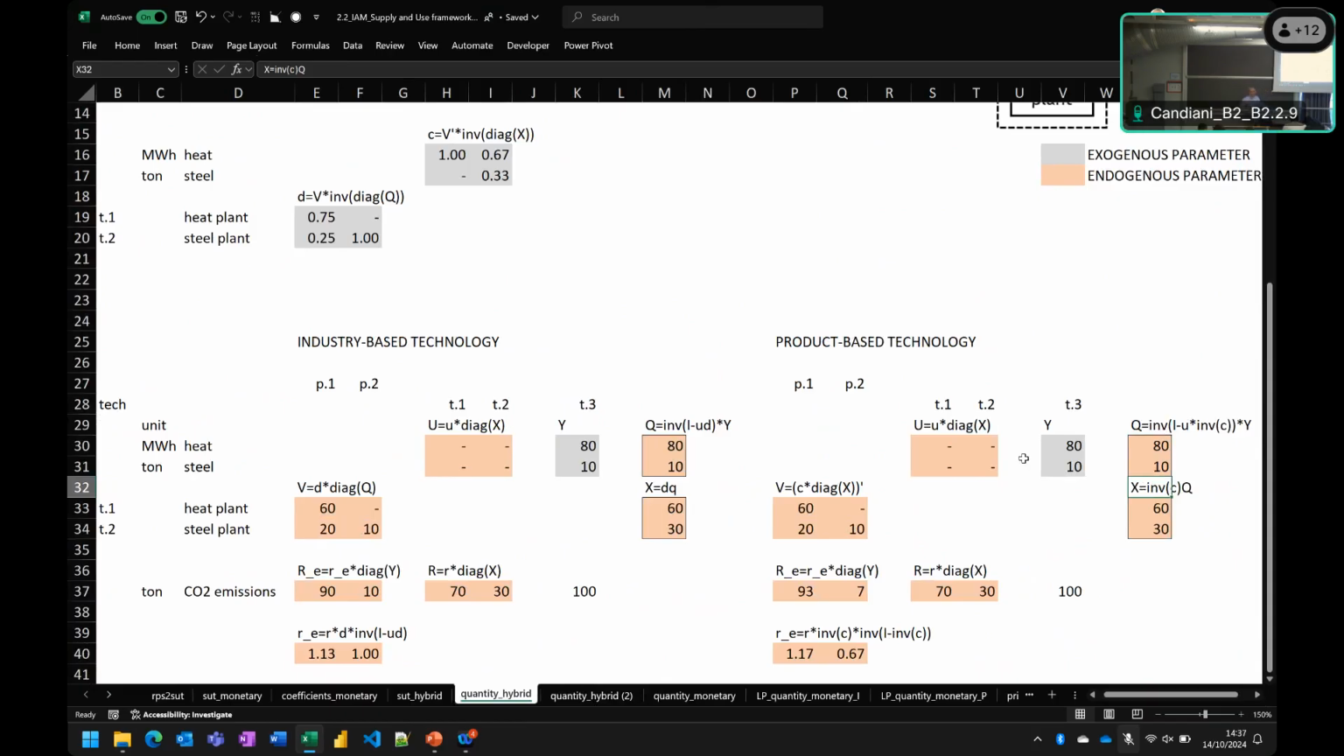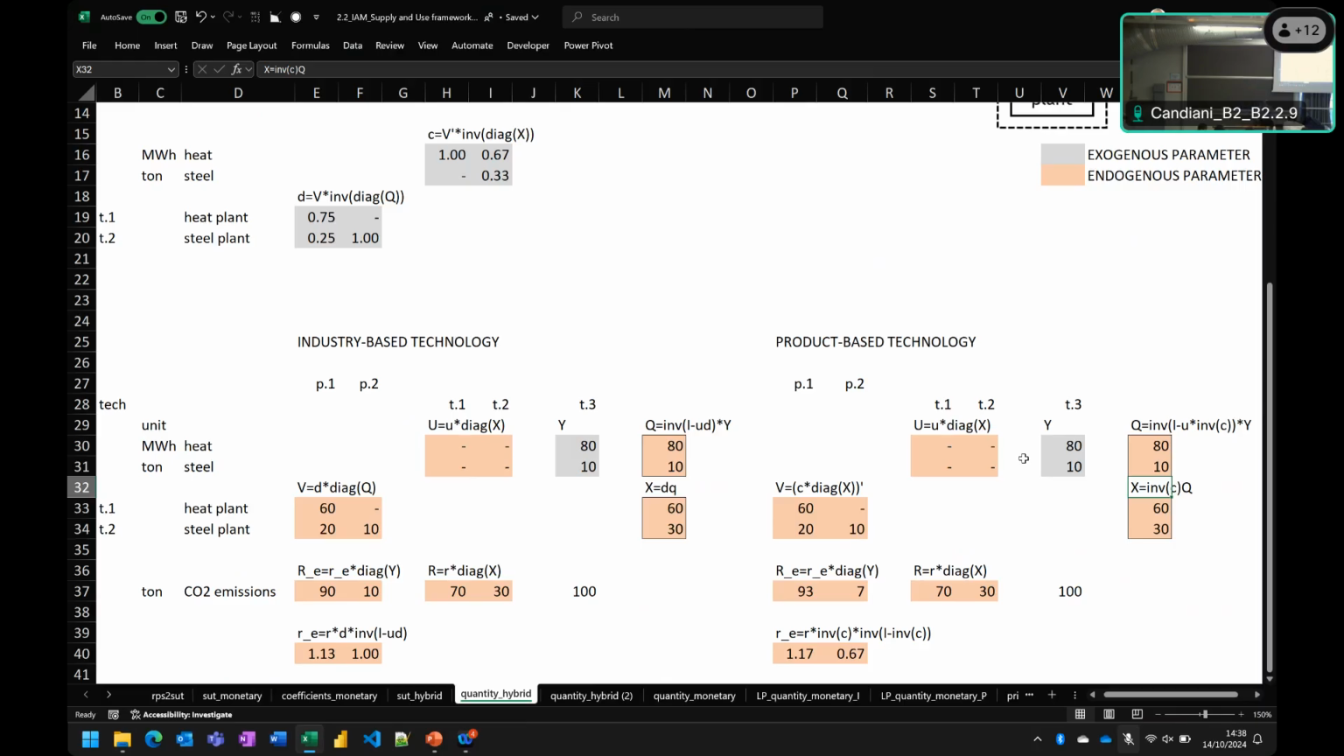So the first interesting point is that since I got my data starting from the same table, the supply and use table above, then if I'm replicating the same condition in terms of final demand in these two examples, I'm getting the same result. You see that whether I'm using industry-based or product-based technology, it doesn't matter if I'm asking for a final demand of 80 megawatts as heat and 10 tons as steel. Things are going to change if I'm changing the yield of my final demand.